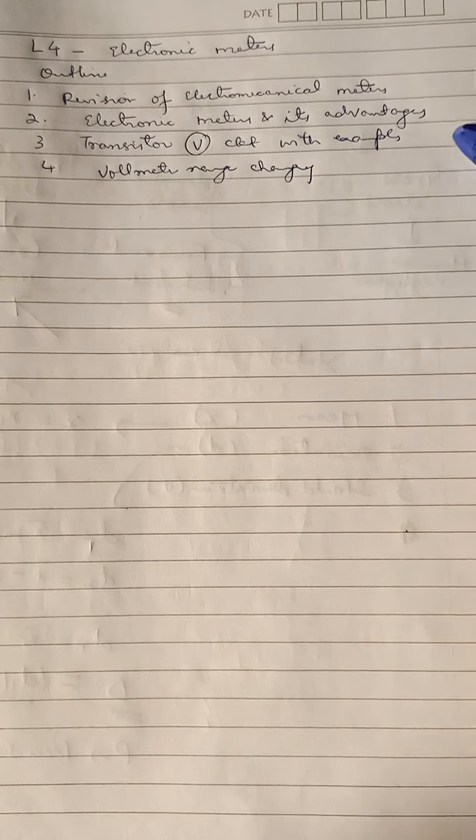So the lecture outline for today is: we are going to revise a bit about the basic concepts which we have already discussed, probably in previous semesters, about the electromechanical meters or electrical meters. Then we will be discussing why we need electronic meters and what are its advantages. Then we are going to study the transistor voltmeter circuit with certain mathematical examples based on that, and we will see how we can change the range of an electronic voltmeter.